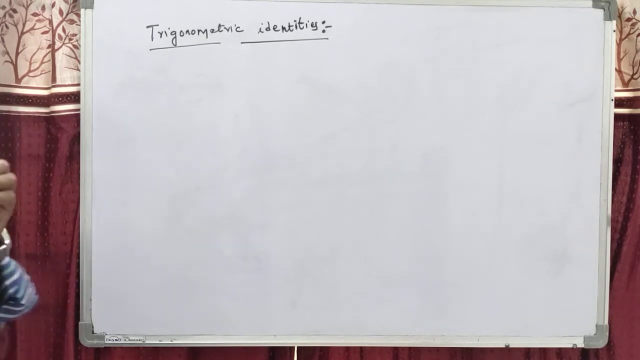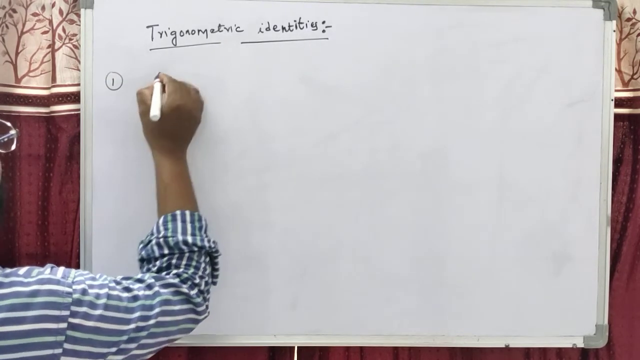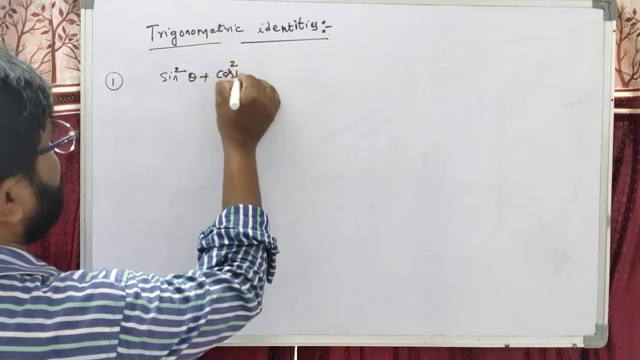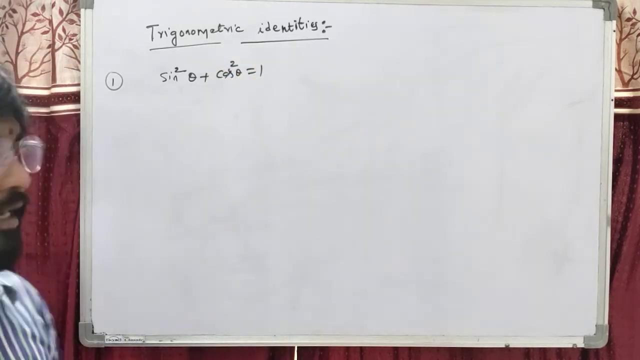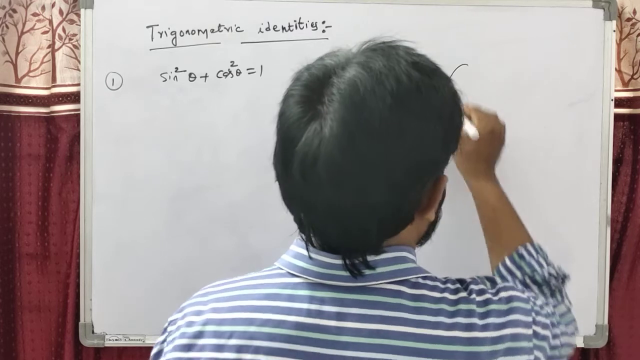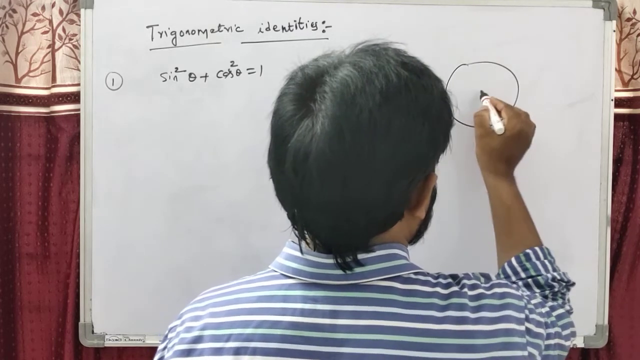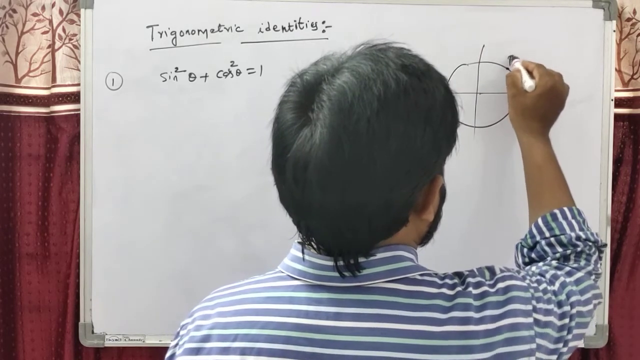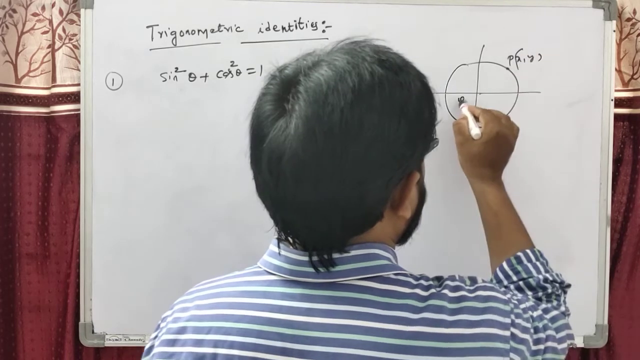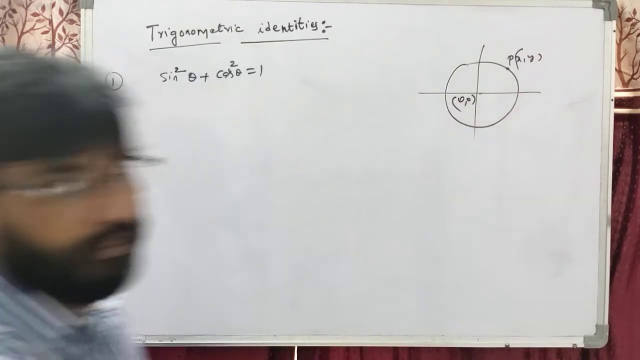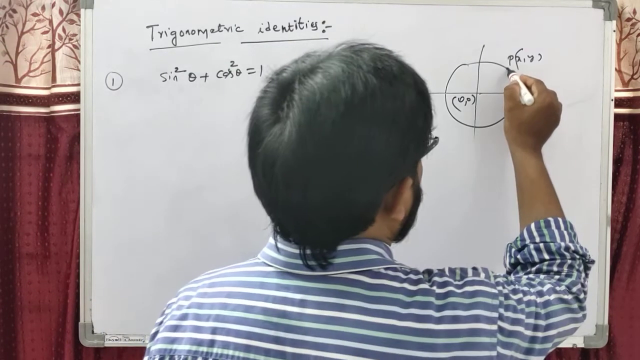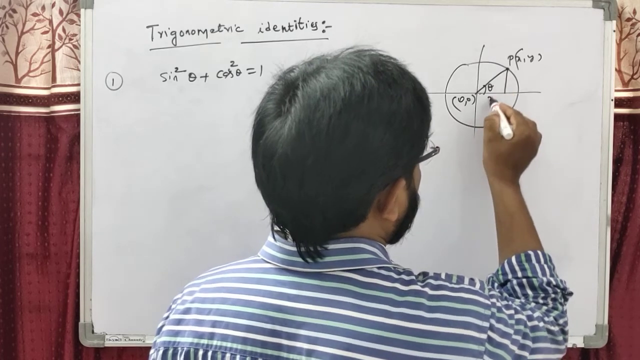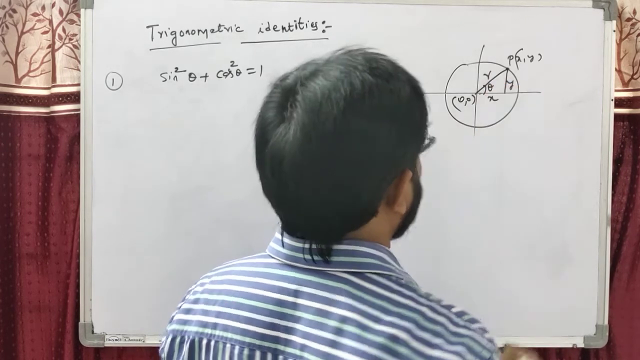The first one is, students, these are very important formulas. Sin square theta plus cos square theta equal to 1. Yesterday, dear students, suppose you take a circle with center at the origin. If you take a point P(x, y) on the circle, this makes an angle theta with the positive direction of the x-axis. This is x, this is y, this is r.